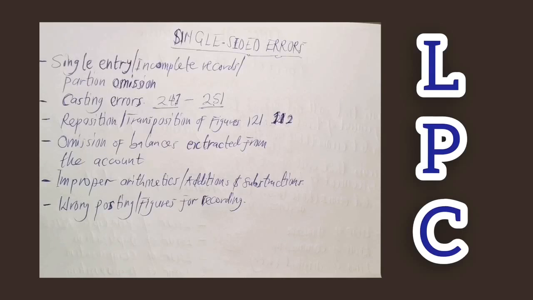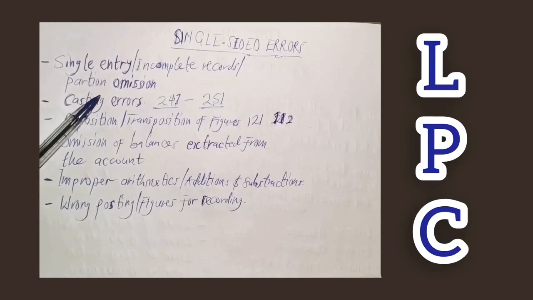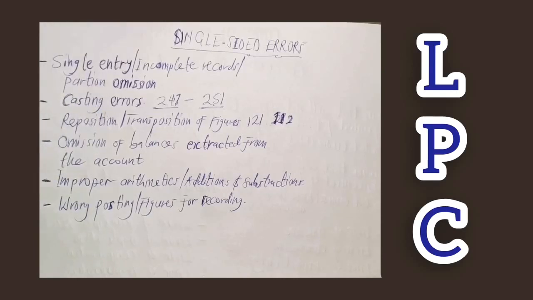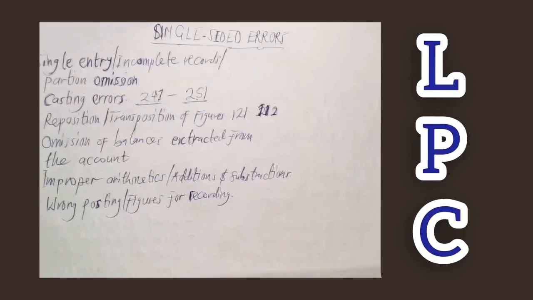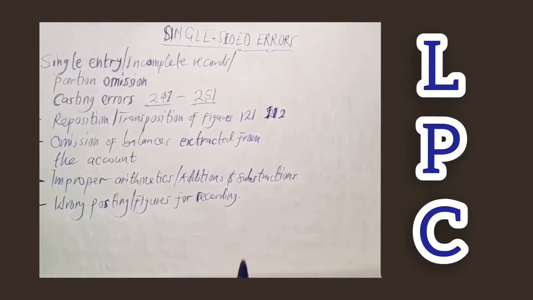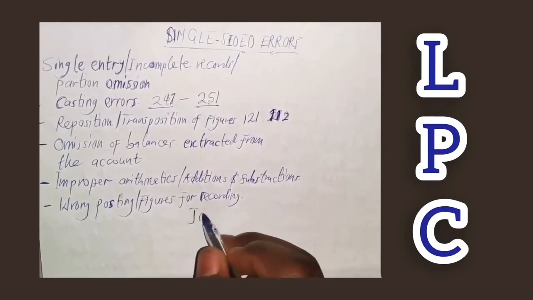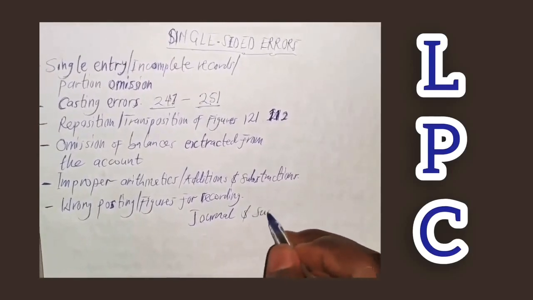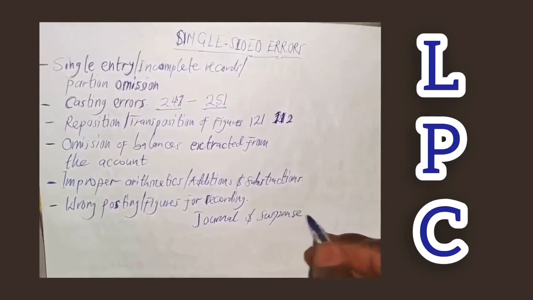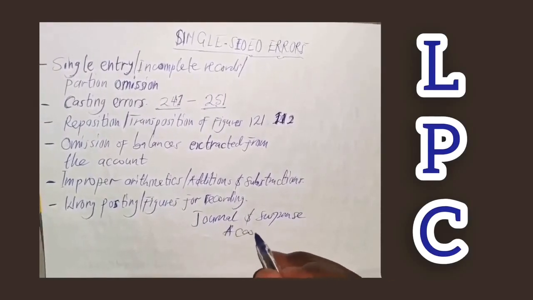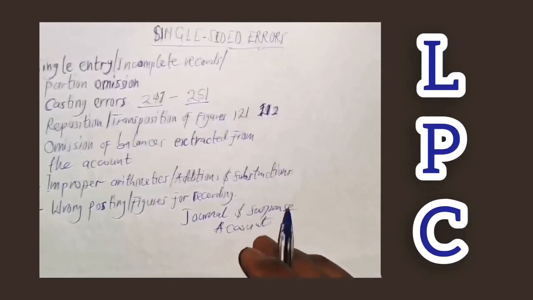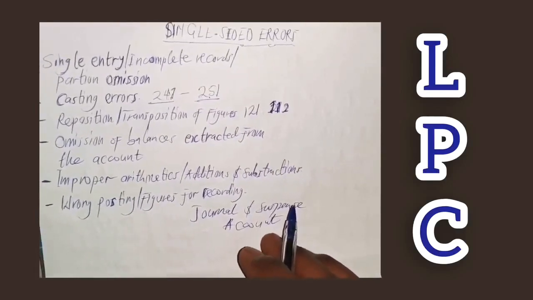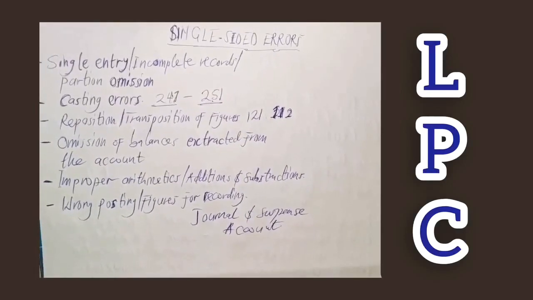You are saying that for you to correct single-sided errors, they are always corrected using the journal and the suspense account. They are corrected using the journal and the suspense account. That's where we can correct our single-sided errors.